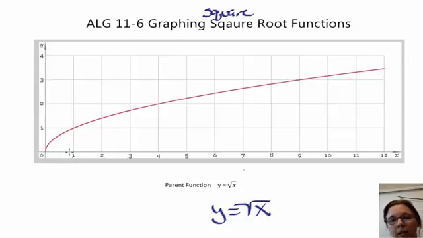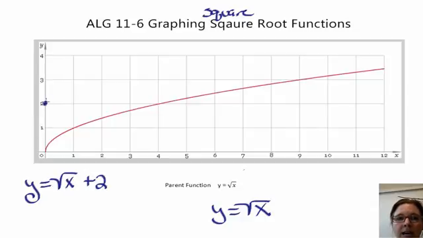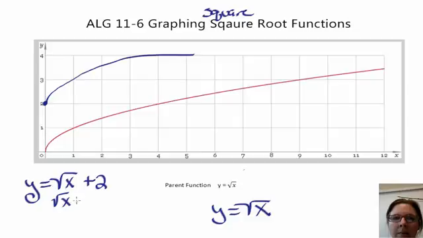And then we can shift it from there, but there's no more to this graph because we can't have a negative under the radical. Okay, so if we had y equals the square root of x plus 2, then it would be the same, but it would start at 2 and it would go up. It would look just like this but go up. If it was the square root of x minus 1, then it would start down here at minus 1 and it would look the same. Okay, so that's kind of the shift there.